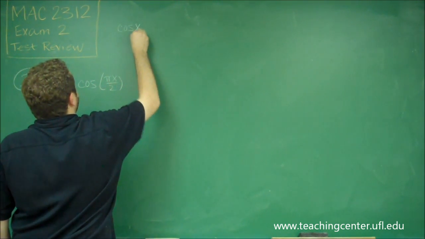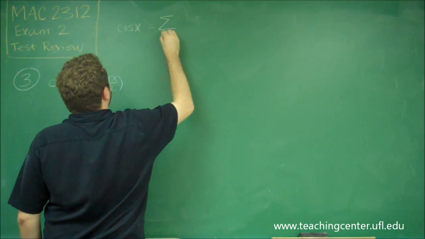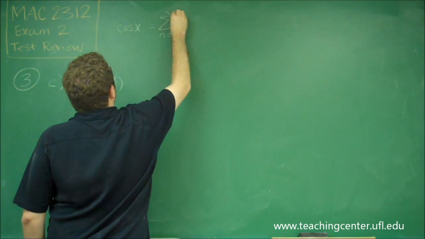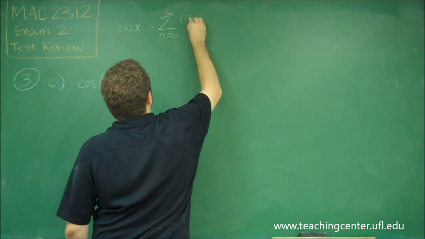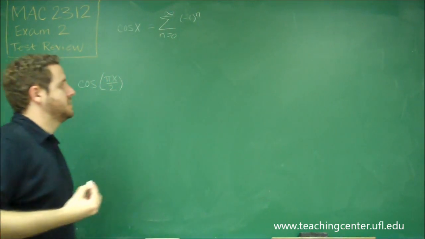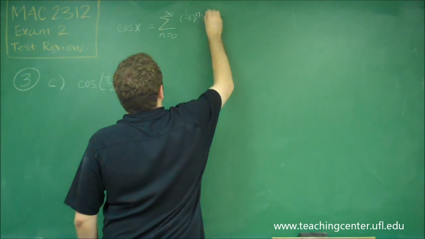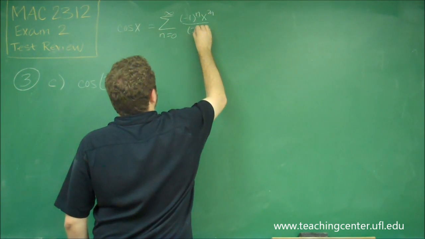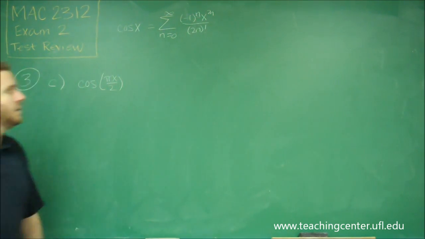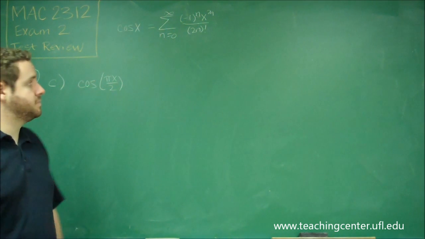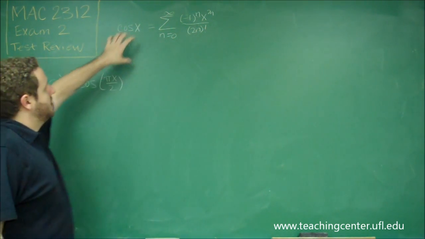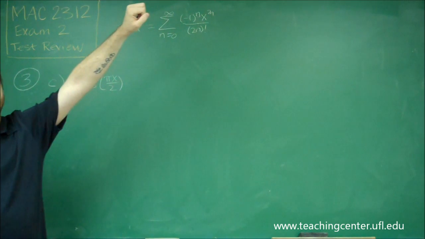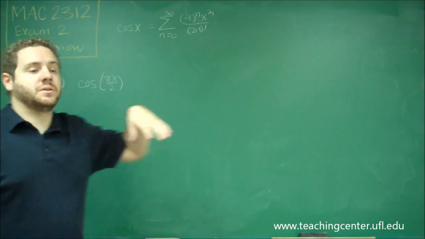So remember that cosine x in series format is alternating, starting with positives. It has even powers of x and those corresponding even factorials on the denominators. So what we have here is when we're taking pi x over 2 and plugging it in everywhere there's an x, it's going to change our series as well as change our interval.